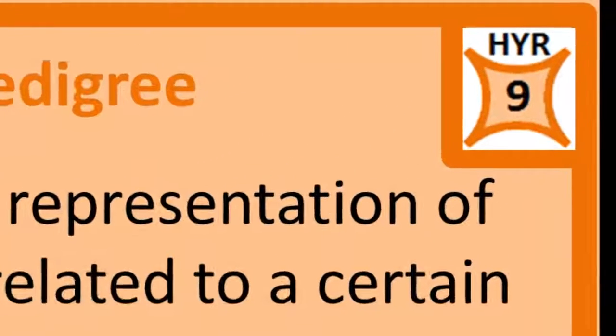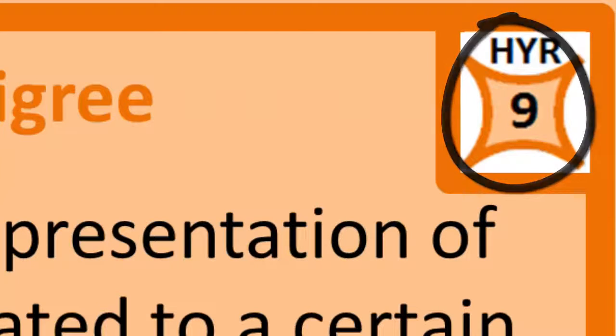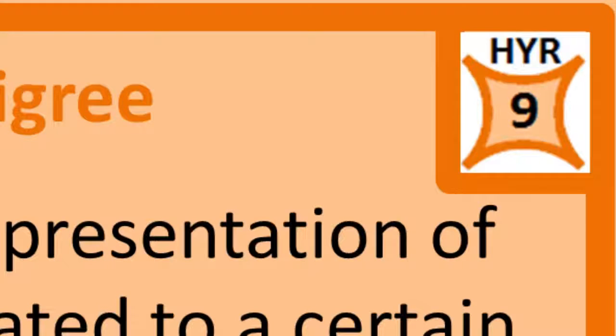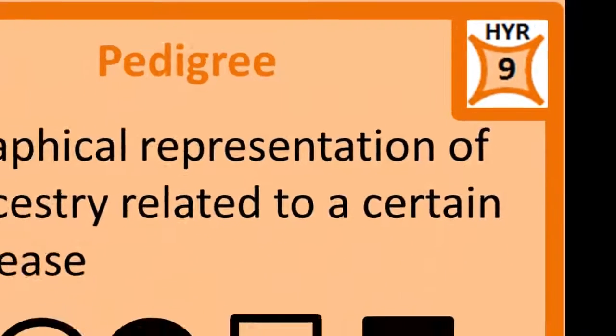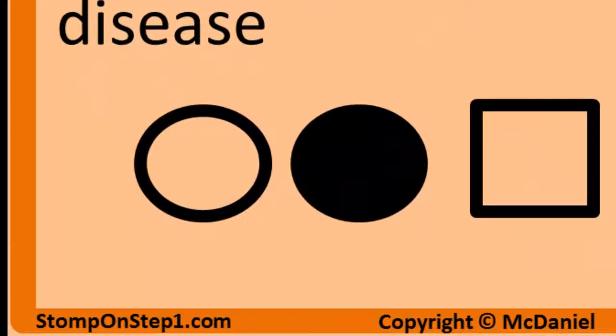You can see here in the top right corner that I give pedigrees a high yield rating of 9. For those of you who do not know what that is, the high yield rating is a scale from 0 to 10, giving you a rough estimate for how important each topic is for the Step 1 exam. And if you'd like to learn more about how the high yield rating is calculated, you can head to my website here.